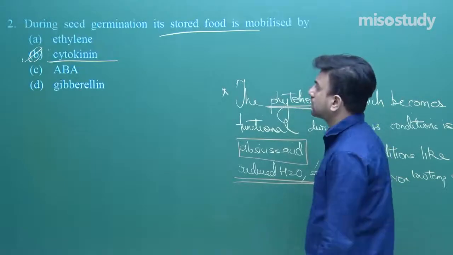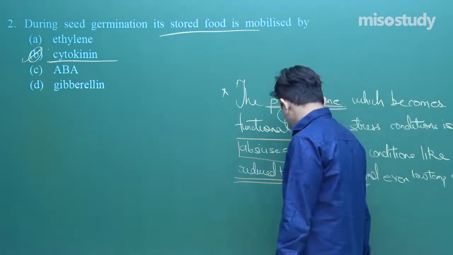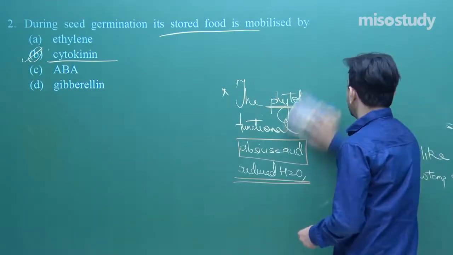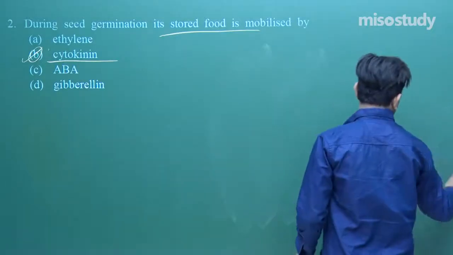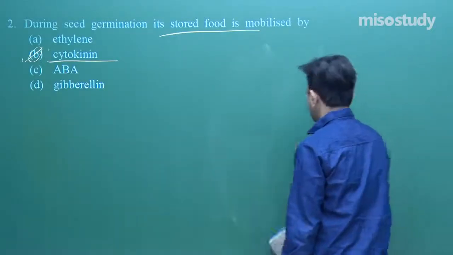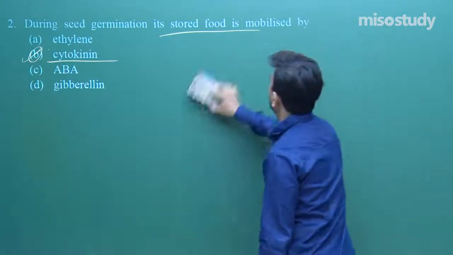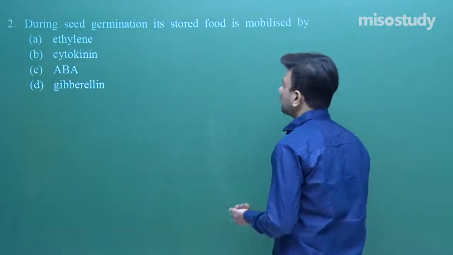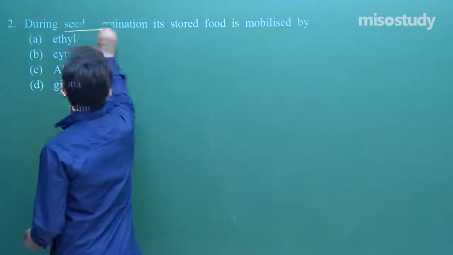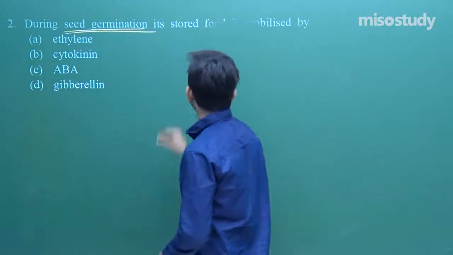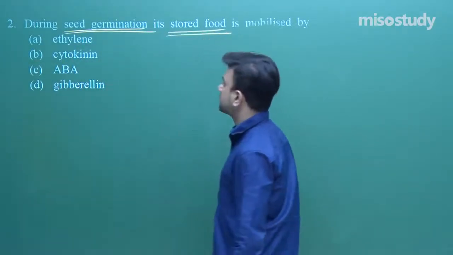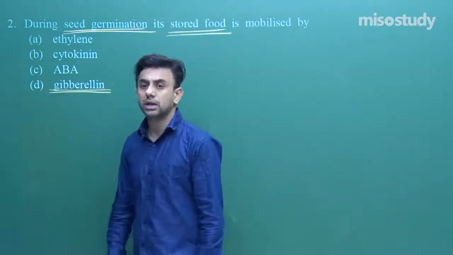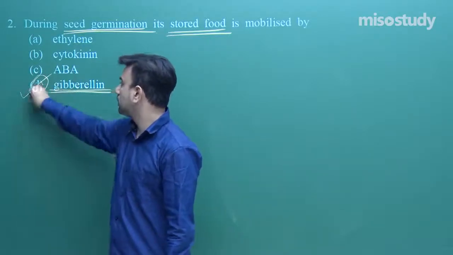Let's move on to the next question. During seed germination, stored food is mobilized by what? The answer will be gibberellin.